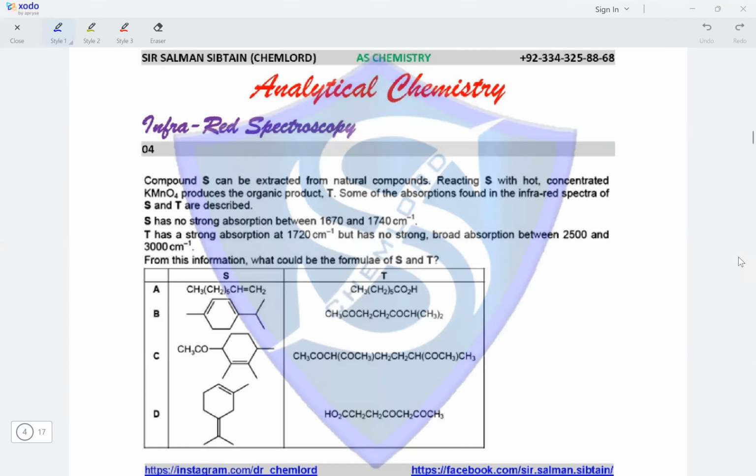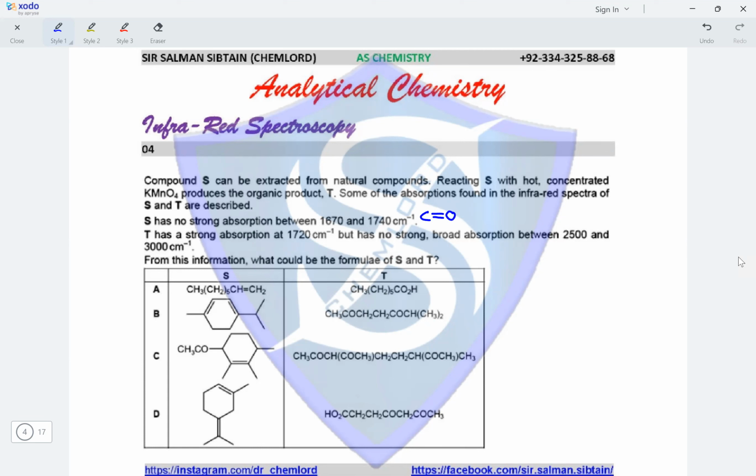Question 4. Compound S can be extracted from natural compounds. Reacting S with hot concentrated KMnO4 produces the organic product T. Some of the absorptions found in the infrared spectrum of S and T are described. S has no strong absorption between 1670 and 1740. That means S does not contain a C double bond O group.